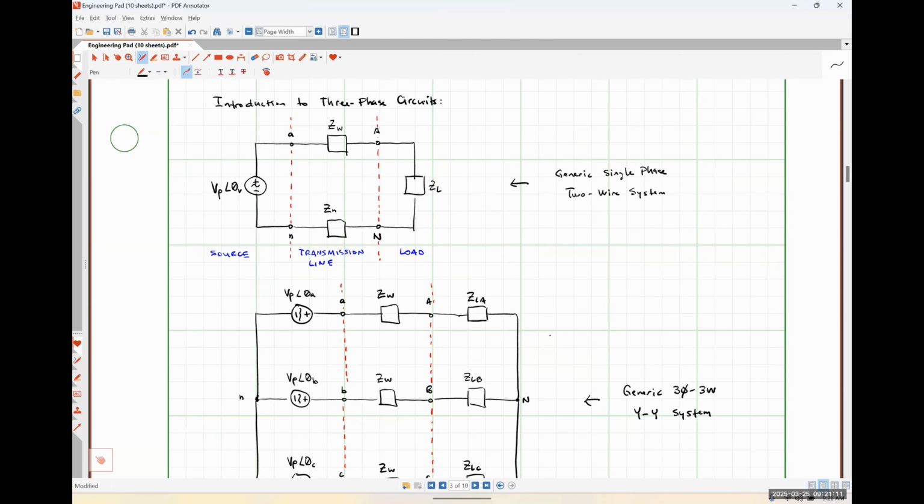Okay. So I know this is going to sound kind of silly, but how many wires were used in our single-phase system?